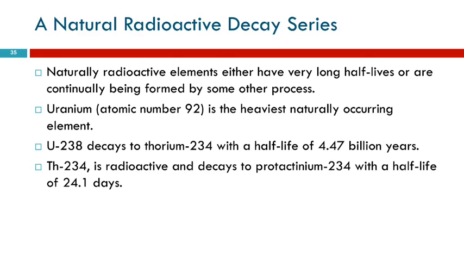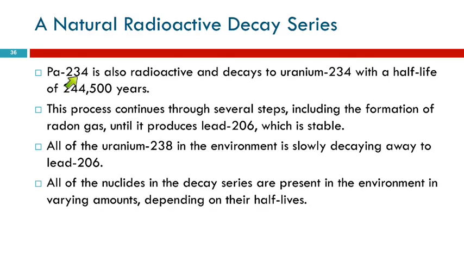That makes protactinium, Pa. That's also radioactive, decays to uranium-234. That half-life is 244,500 years. The process continues. It goes from one thing to another, sometimes going up, sometimes going down in mass. Eventually, it gets to lead-206, which is stable. Along the way, it produces radon gas, which is radioactive and dangerous. So what's happening is that all of the uranium-238 present in the environment is slowly decaying to lead-206.